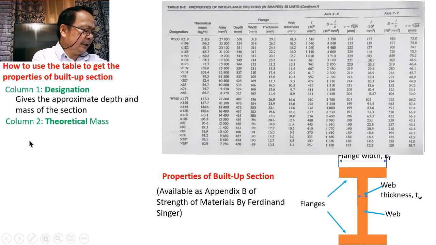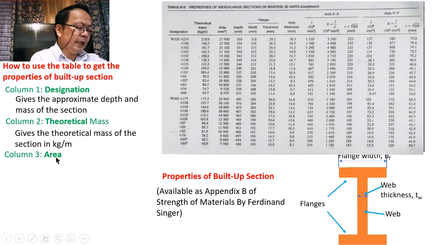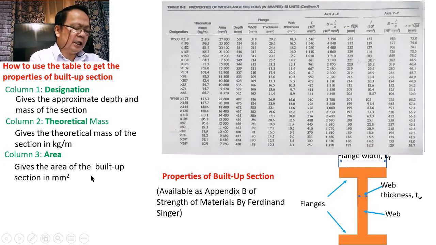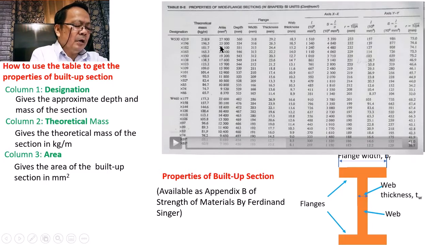Now, puntahan natin yung column 3. Yung column 3 is for the area. Itong column 3 representing the area. This gives the total area of the built-up section expressed in millimeter square. Yung section na ito, yung kabuuang section na yan, gives that area. Okay? And that can be found on column 3 of that table.